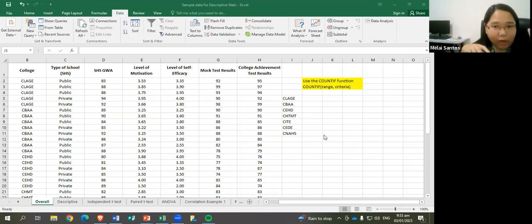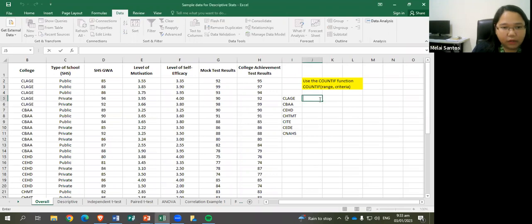Now, if you want to count them manually, that's just fine. Go ahead, count them. But actually, it's easier if you use the count if function. Do you know how to use the count if function? Oh, you know, I will not teach you.